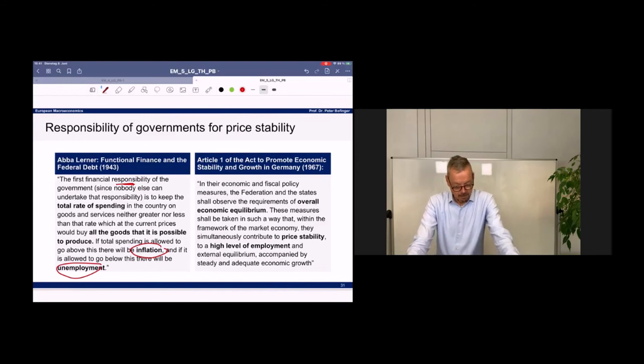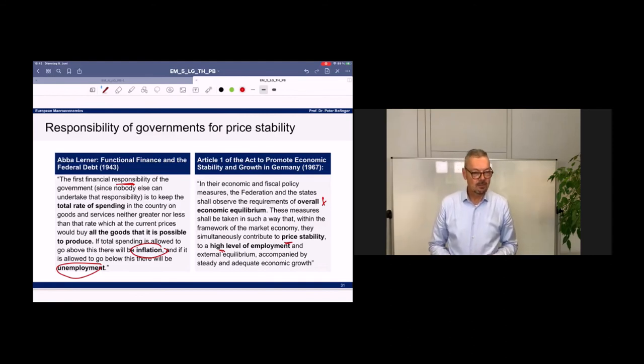Now you might say, well, Lerner and this MMT, they're a little bit exotic, but interestingly, in Germany, the Act to Promote Economic Stability and Growth, which was passed in 1967, a time when Keynesian policies were very fashionable in Germany, explicitly stipulates the responsibility of fiscal policy for the overall macroeconomic equilibrium. And it says the measures of the government shall contribute to price stability and a high level of employment. So there's an explicit responsibility of fiscal policy in Germany for price stability. And that's quite interesting because normally people think only monetary policy is in charge of price stability. No, fiscal policy can also have a responsibility for price stability.